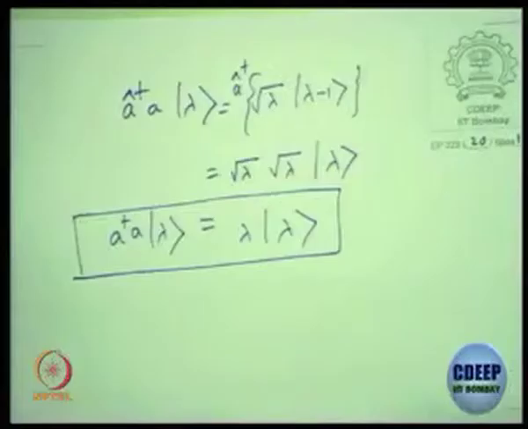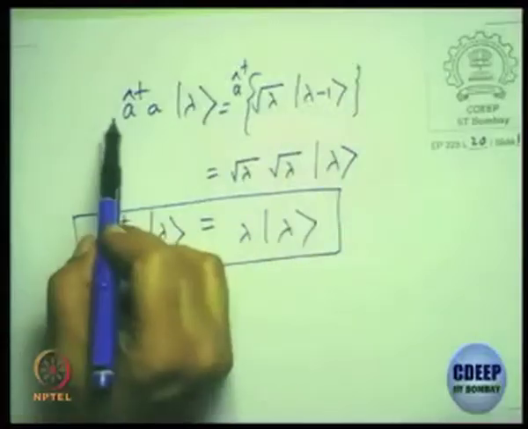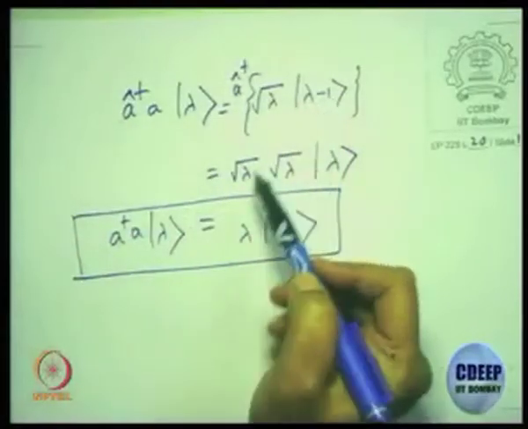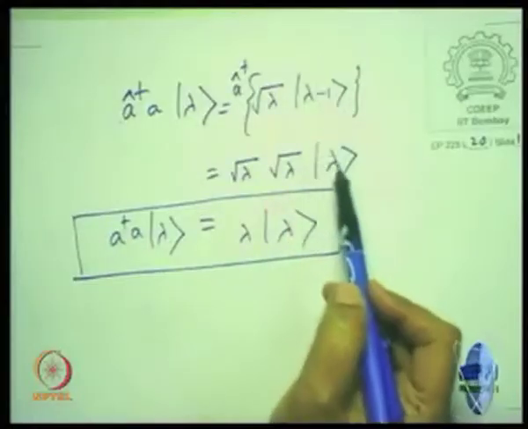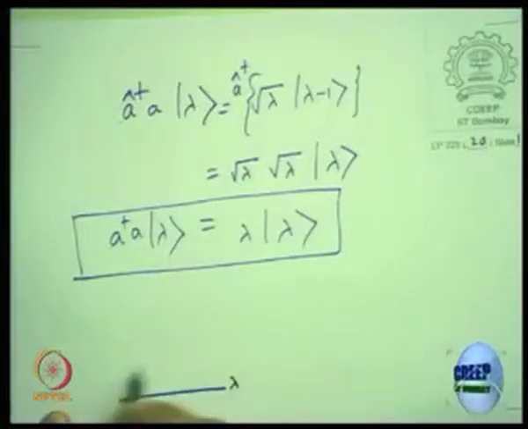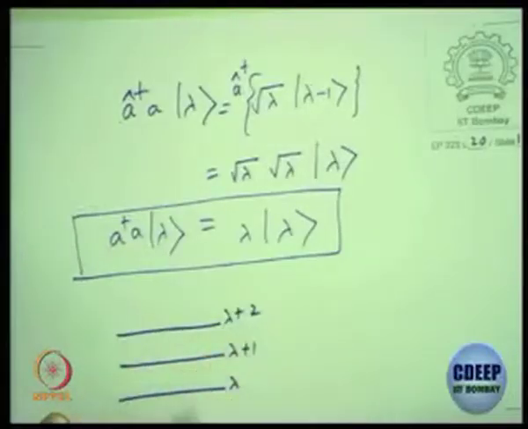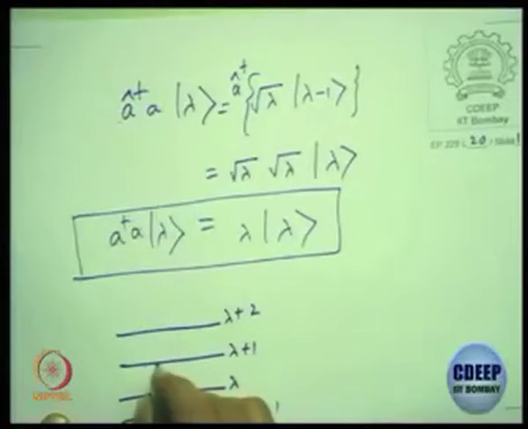Am I right? A on lambda is root lambda times lambda minus 1. A dagger on lambda minus 1 will be again root lambda times lambda. It raises it by 1 unit, and you have that the number operator is an eigenstate with eigenvalue lambda. Everything is consistent. Okay. So if you draw the lines, you have lambda minus 1, you have lambda plus 1, lambda plus 2, and so on. So you can have lambda minus 1 and you can go below. This one is done by the a dagger operator.